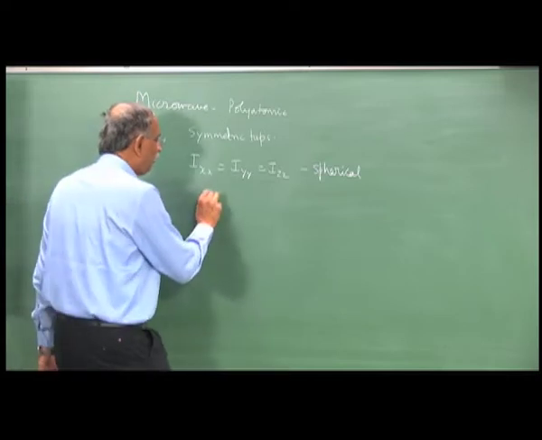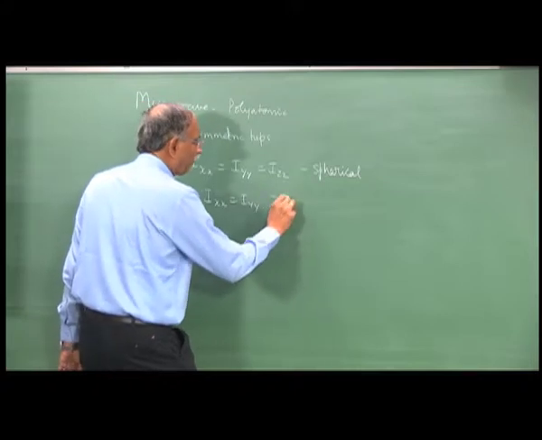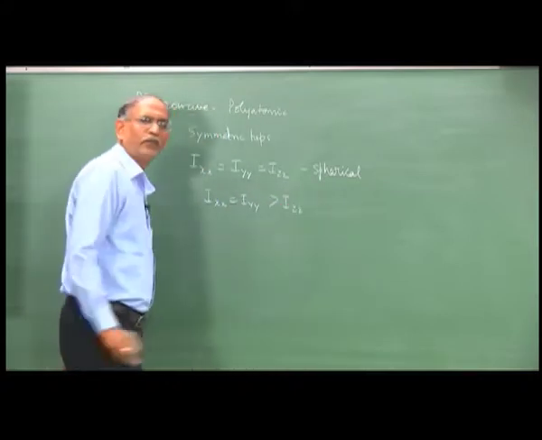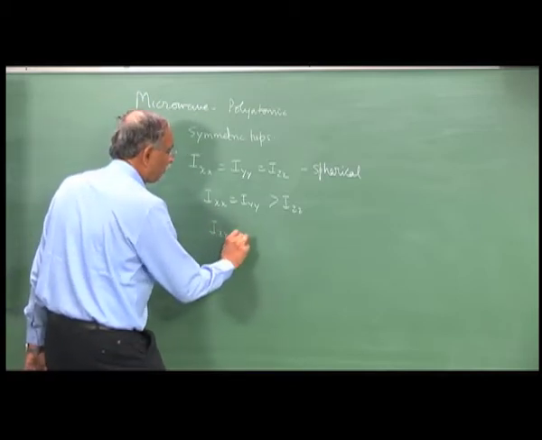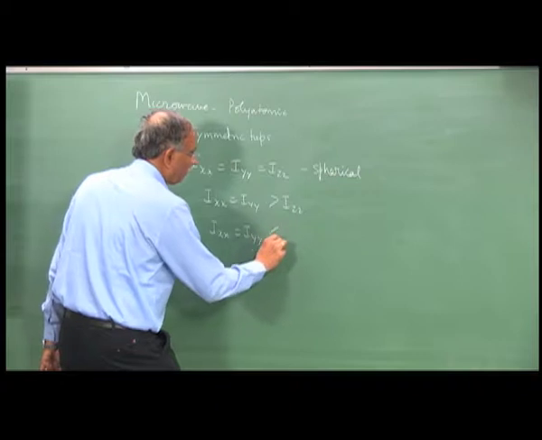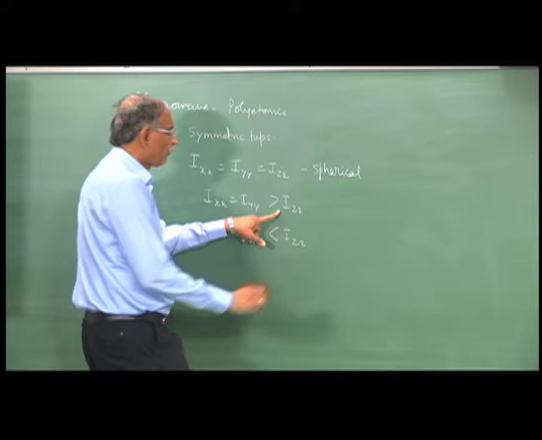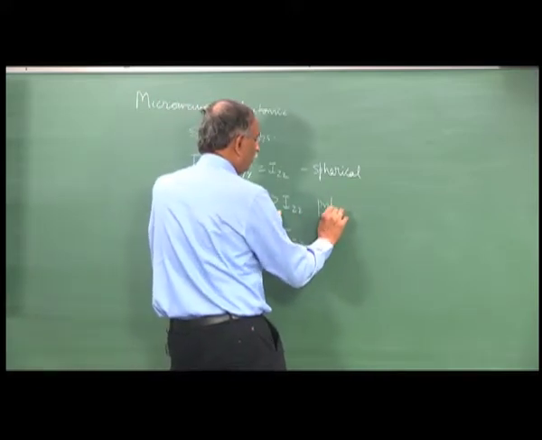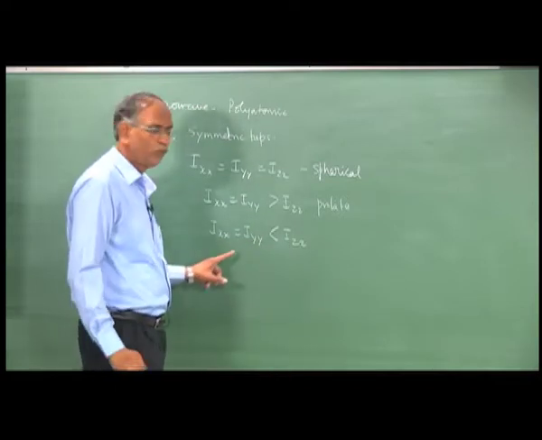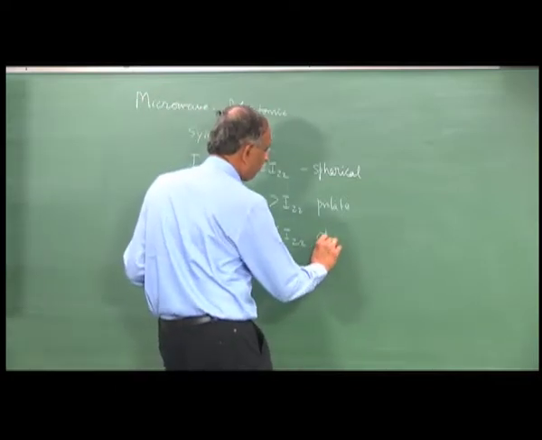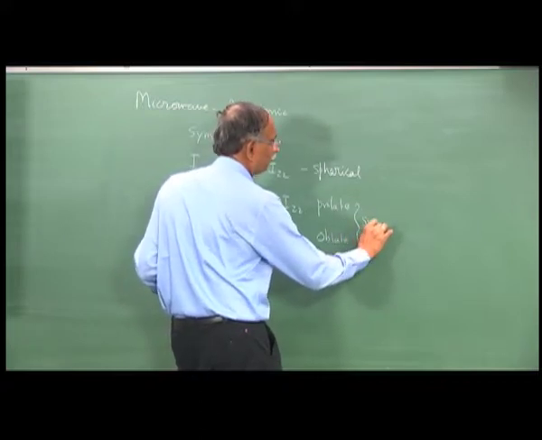Then we had the special case, namely Ixx equal to Iyy greater than Izz, that is not equal to Izz, and the other case Ixx is equal to Iyy less than Izz, and this was called prolate. And if the Izz is greater than the other two equal moments of inertia, it was called the oblate symmetric top. Both are symmetric tops.